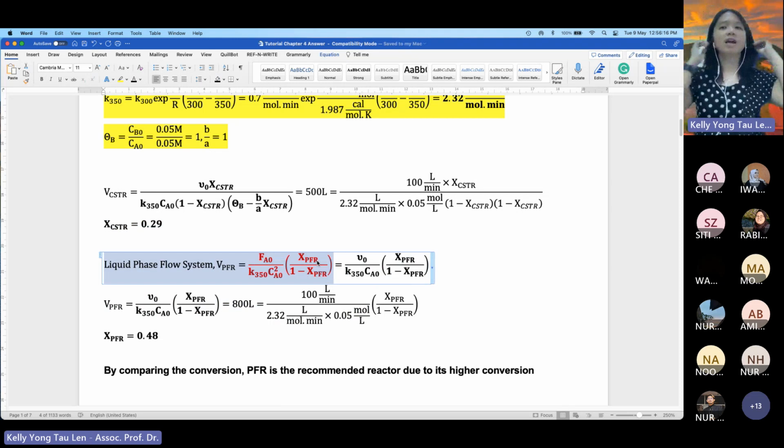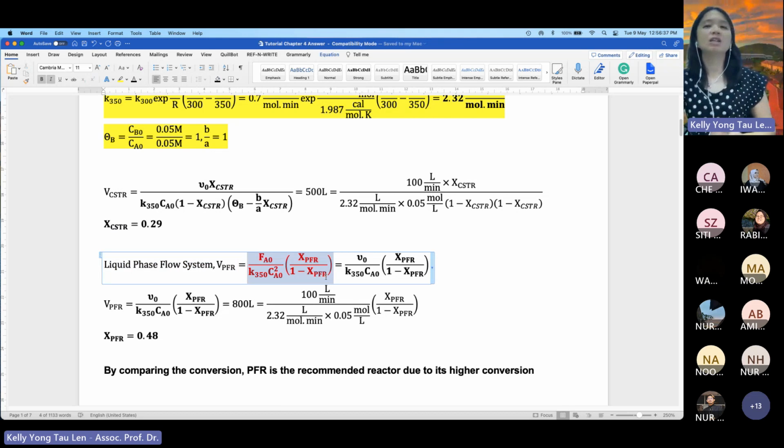You have to go and look at your chapter 4, the notes, equation yang memenuhi the 3 characteristics. PFR, liquid phase with the rate law minus RA equals to KCACB. Okay, you have to look at these 3. Only you will then get the one equation that fulfills these characteristics. Okay, so the equation says the volume of the PFR equals to FA0 per K350 CA0 square in bracket XPFR per 1 minus XPFR.